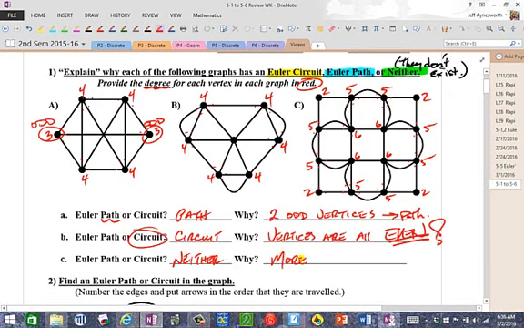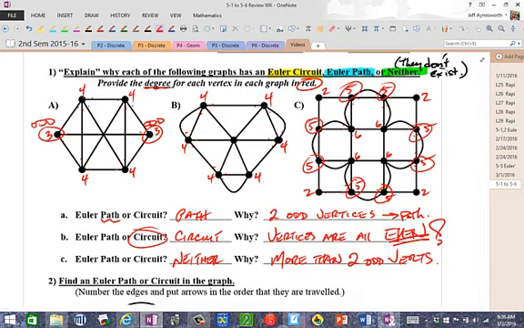More than two odd vertices. It has a lot. Look at that. Got a lot of problems on this one here. When you have more than two odd vertices, you can't find a path nor a circuit. So remember that. It's an Euler theorem, from section 5.